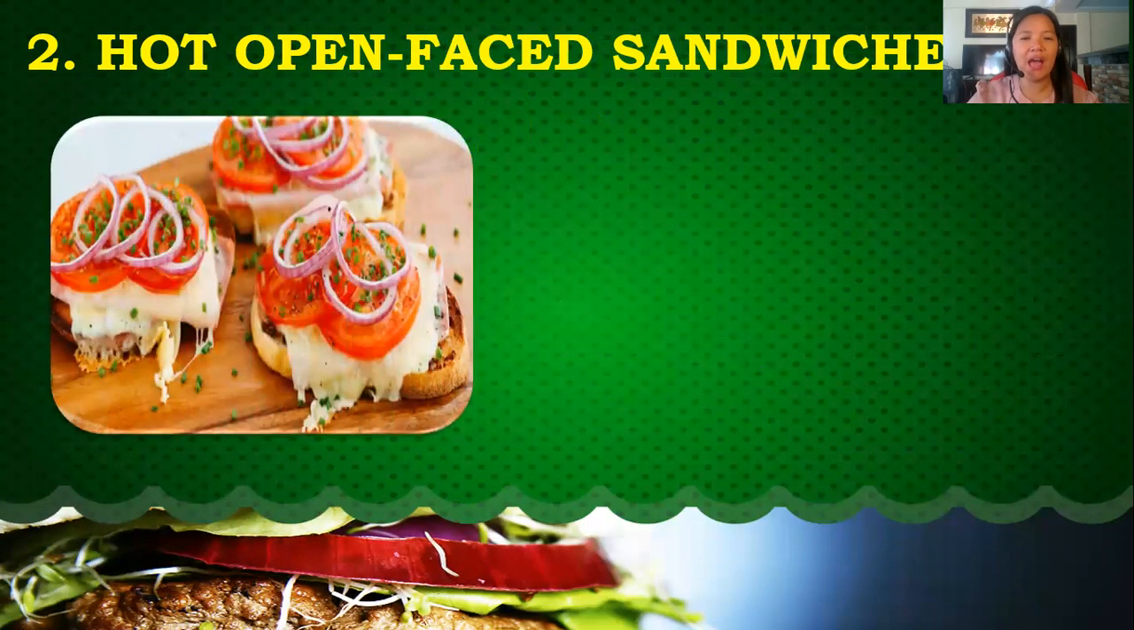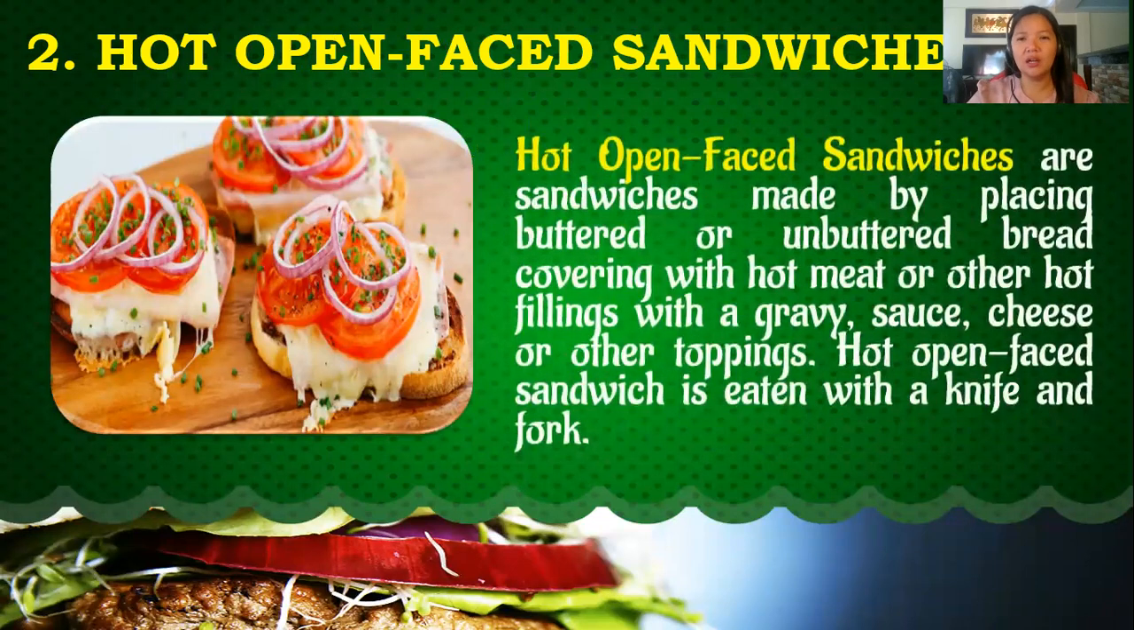Second, we have the hot open-face sandwich. They are sandwiches made by placing buttered or unbuttered bread, covering with hot meat or other hot fillings with a gravy, sauce, cheese, or other toppings. A hot open-face sandwich is eaten with a knife and a fork. The best example of this is a pizza.